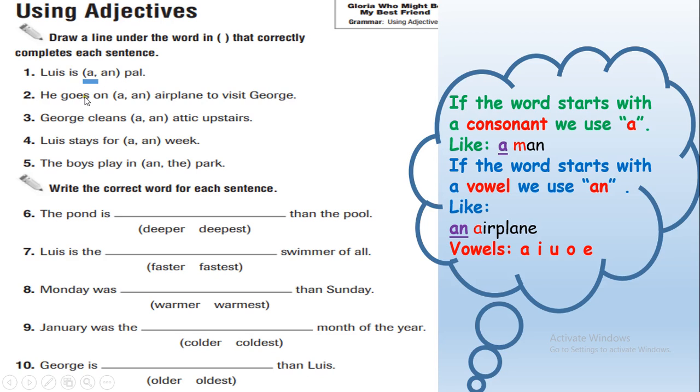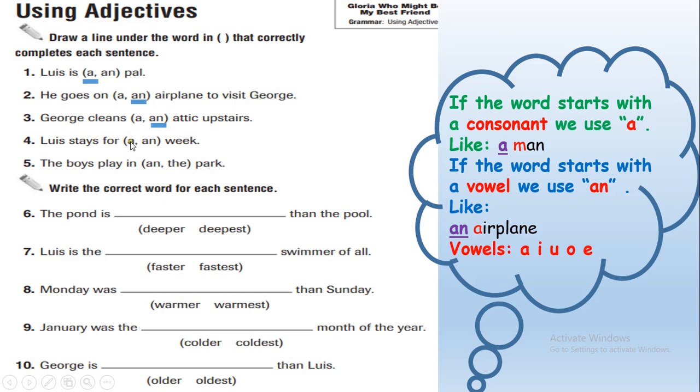Number 2. He goes on a or an airplane to visit George. Airplane starts with a vowel, so we use an. So he goes on an airplane to visit George. George cleans a or an attic upstairs. Attic started with a vowel. Therefore, we're going to use an. George cleans an attic upstairs.